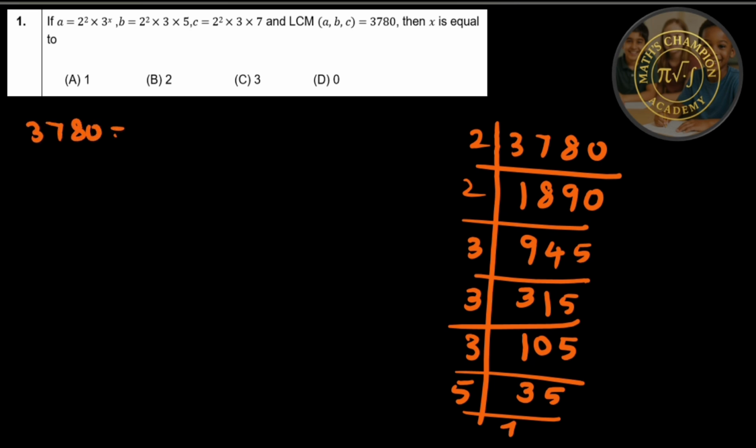3780 we can write in terms of the factors as 2 into 2 into 3 into 3 into 3 into 5 into 7.